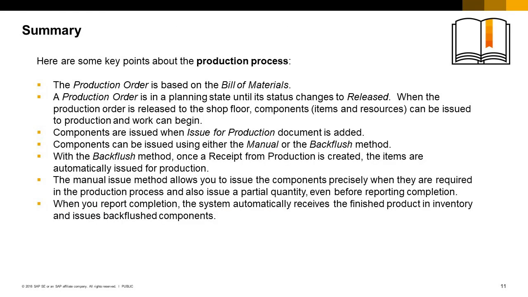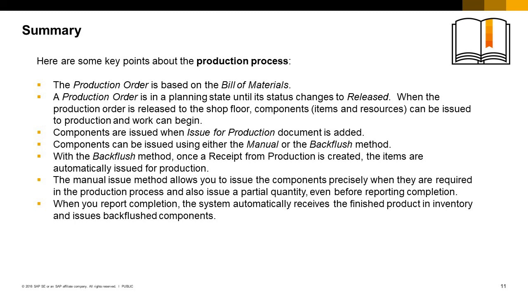Here are some key points about the production process to take away from this session. The production order is based on the bill of materials. A production order is in a planning state until its status changes to released. When the production order is released to the shop floor, components, items and resources can be issued to production and work can begin. Components are issued when an issue for production document is added. Components can be issued using either the manual or the backflush method.